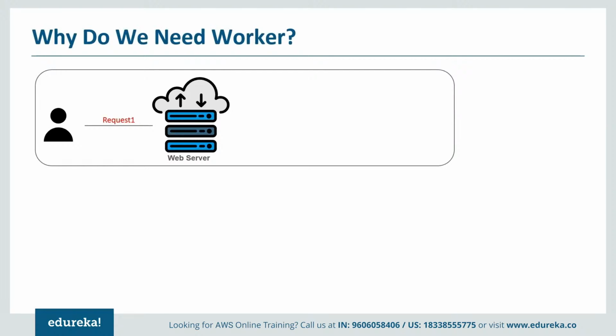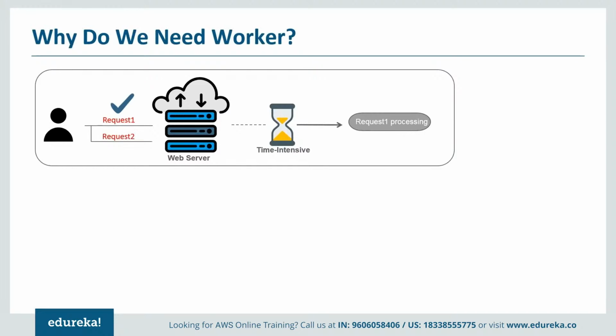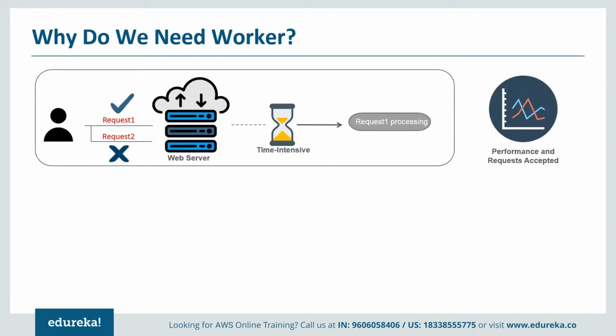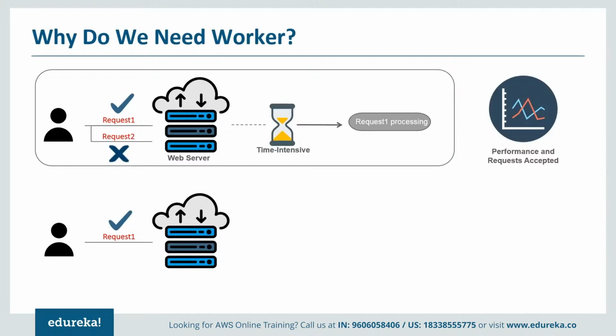So I have a client. He has made a request to web server, and the web server has accepted the request, and it starts processing the request. But while it's processing the request, it comes across tasks which are taking a lot of time. Meanwhile, this client has sent another request to web server. Since web server is still processing the first request, it denies second request. So the result of this is, the performance and the number of requests accepted by your web server will drastically decrease.